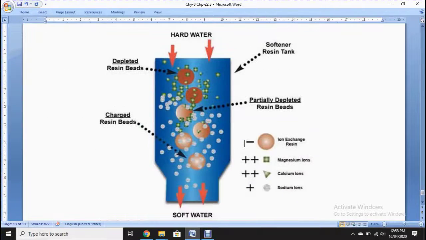So this is also a flow diagram. You can see here the actual reaction, what happened. These are ions, okay, and then the hard water will come and stick with them. In the case of calcium, the sodium is replaced with calcium, and then the water will go down. The water that was hard before entering becomes soft water after filtering through the ion exchange column.